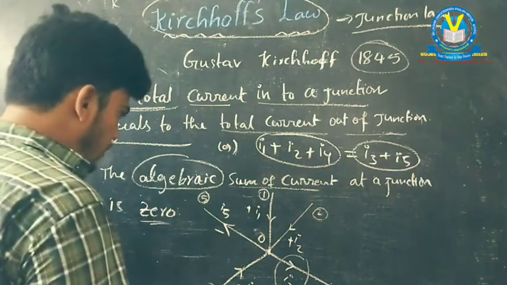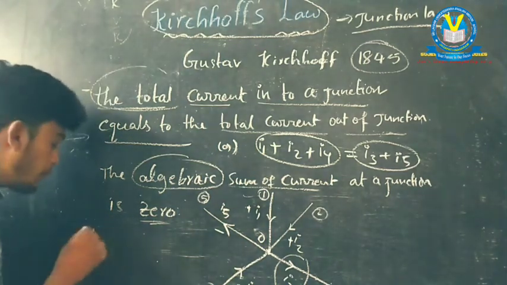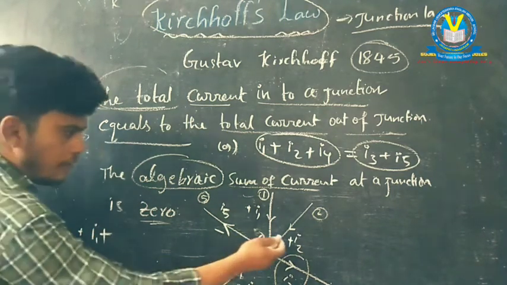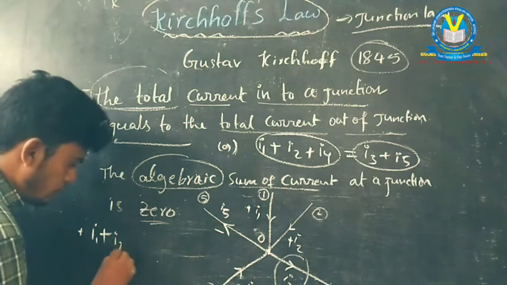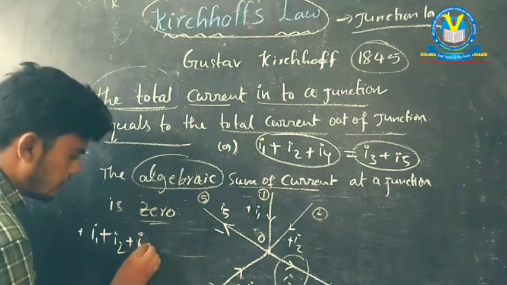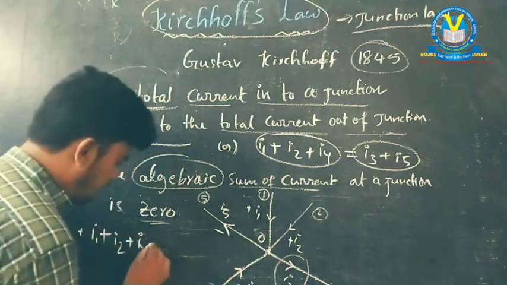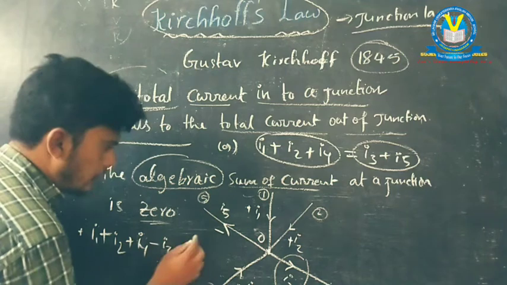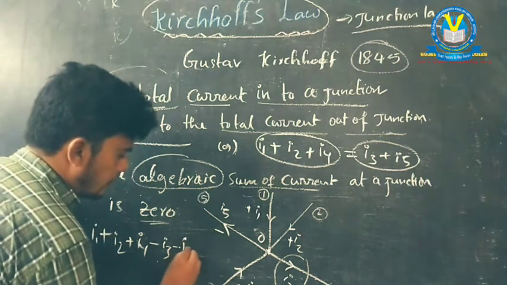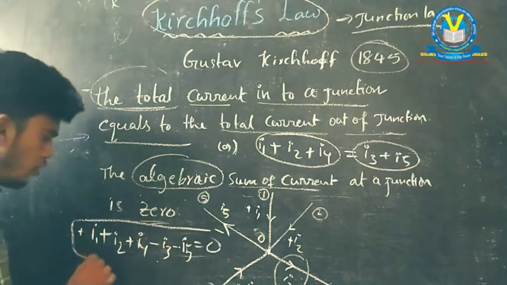Look at here, what are the algebraic values? What is the I1 value? Plus I1, plus I2, plus I4. Then what is the value of I3? Minus. So minus I3. What is the value of I5? Minus I5 is 0. So this is another form of Kirchhoff's law.